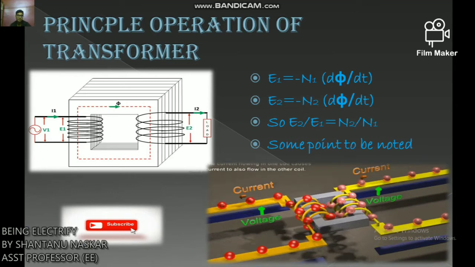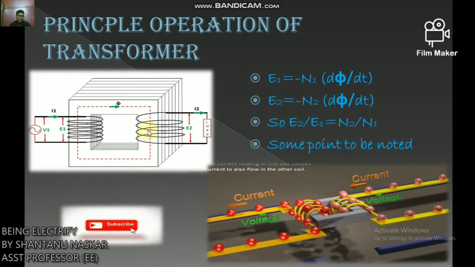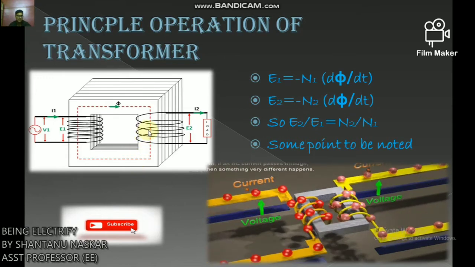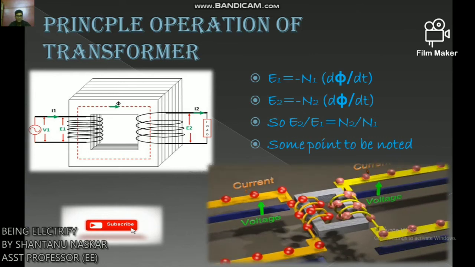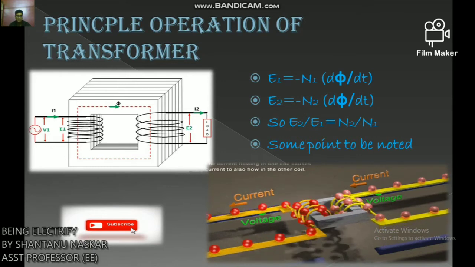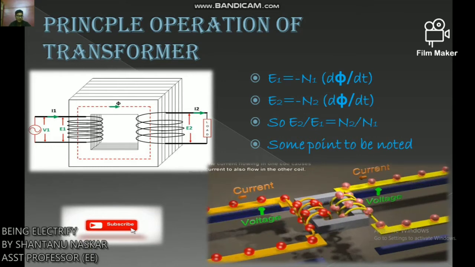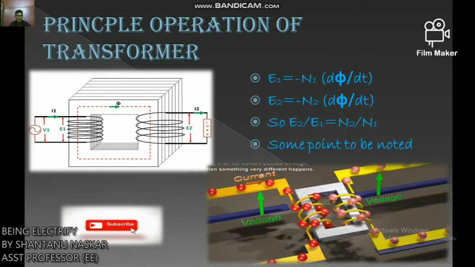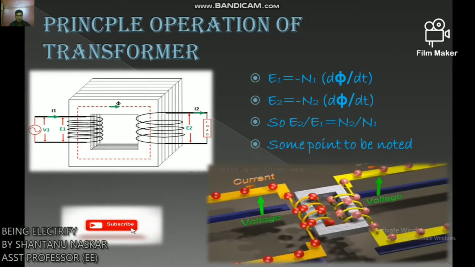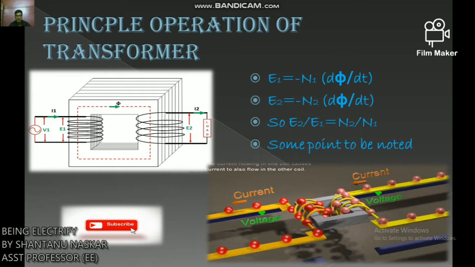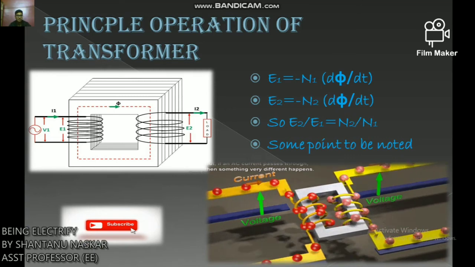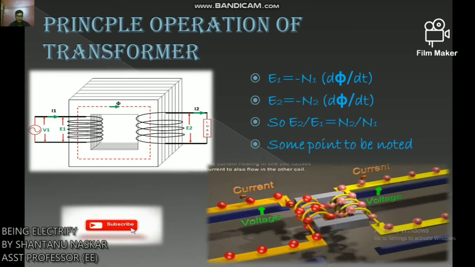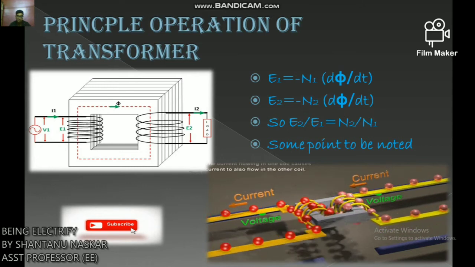If N2 is greater than N1 or V2 greater than V1, we get a step up transformer. On the other hand, if N2 is less than N1 and V2 less than V1, we get a step down transformer. If a load is connected across the secondary winding, the secondary EMF E2 will cause a current I2 to flow through the load. Thus, a transformer enables us to transfer AC power from one circuit to another with a change in voltage level.